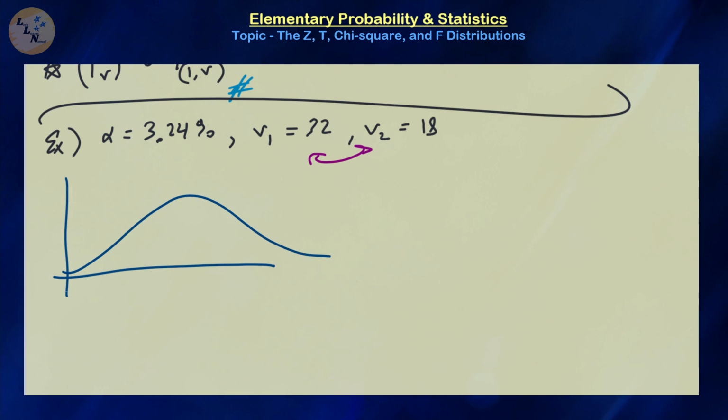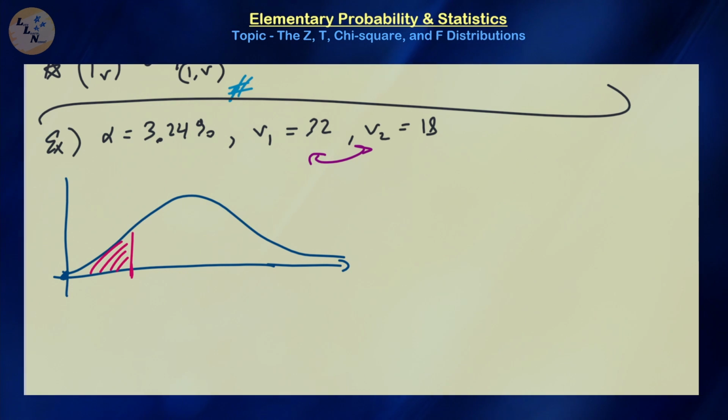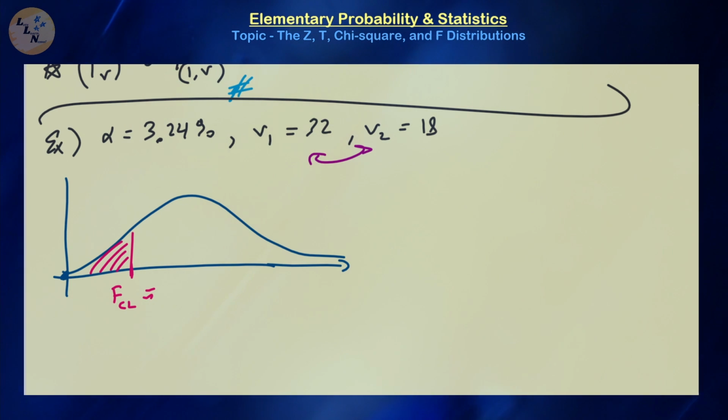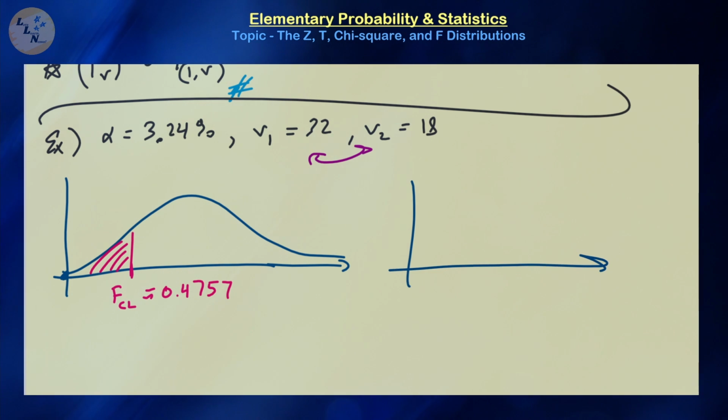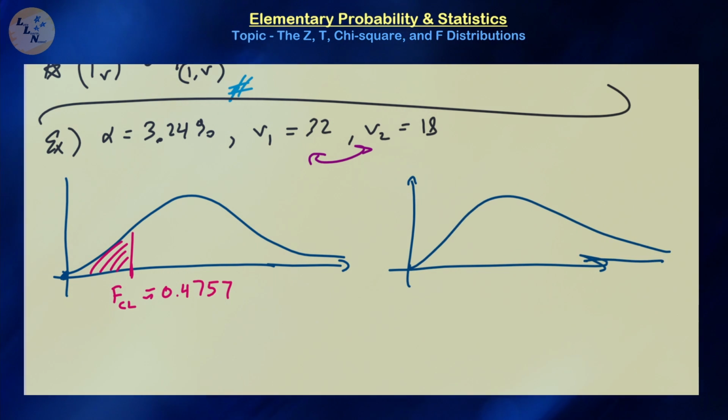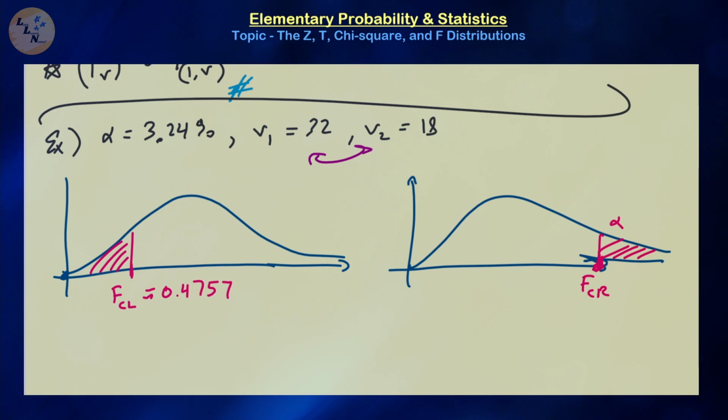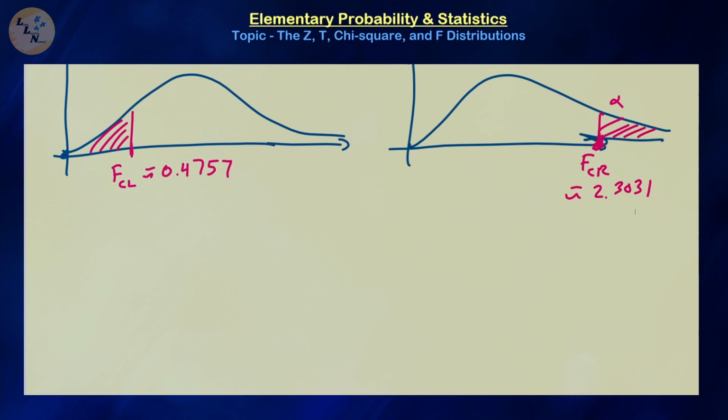All right, so we're going to have three pictures as usual. Let's assume first off that we have alpha in the left tail. So we're going to have a left critical value for the left F distribution. One can find that's approximately equal to 0.4757. Similarly, if you want to calculate a right tail critical value, it's not symmetric, so you have to calculate both, right? So let's assume we're over here. Let's assume that's our alpha value. So that's going to be our FCR critical value. One can show that's approximately equal to 2.3031. Notice that critical values are sort of floating around x equal to 1. That's typically normal for an F distribution.